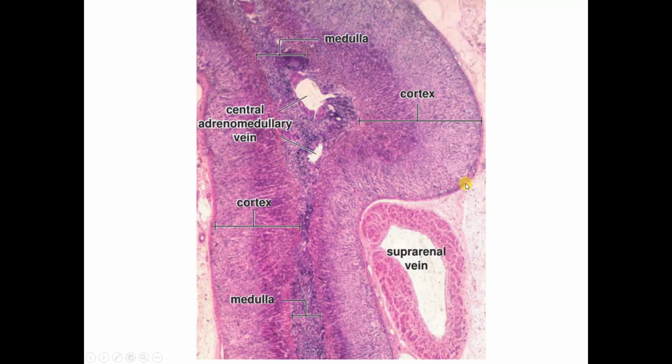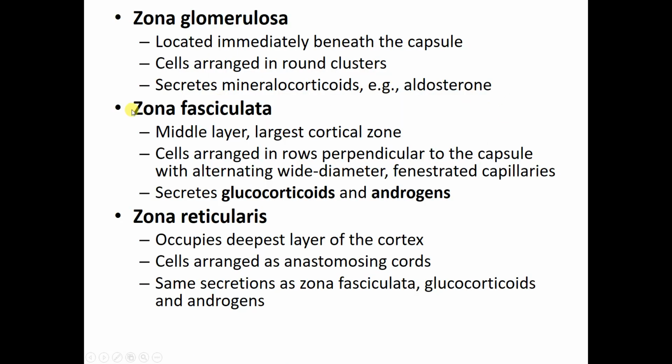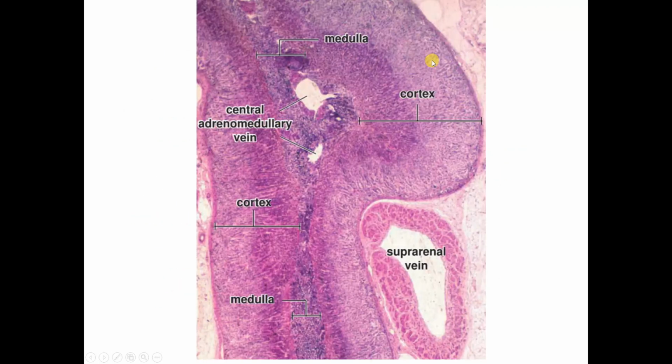Zona glomerulosa is most responsible for mineralocorticoid production. The most prominent example of mineralocorticoids is aldosterone. Aldosterone regulates sodium and water retention in our kidneys. It controls not only sodium but other minerals, but mainly it is responsible for sodium retention. Then the next one, zona fasciculata.